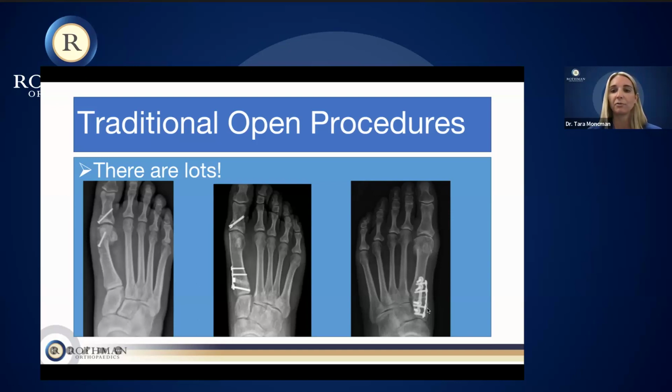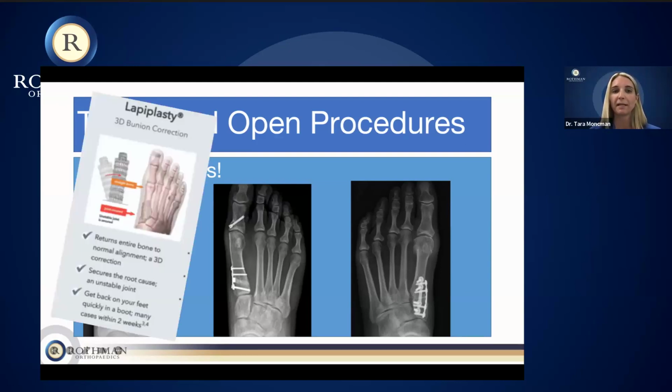Then there's what many patients come in asking me about, the Lapiplasty or the Lapidus, which is a fusion of the first tarsal metatarsal joint. You can correct a bunion that way. The Lapiplasty is a particular procedure that's done a really good job of marketing itself. But I think in my hands, there's a time and a place for the Lapiplasty, which is essentially a fusion.